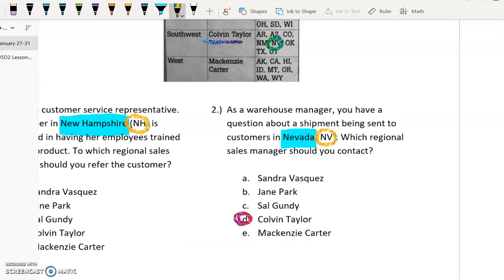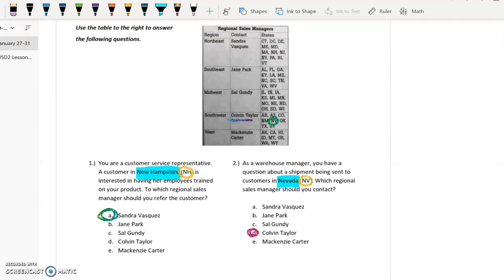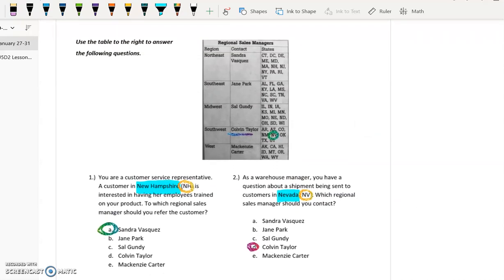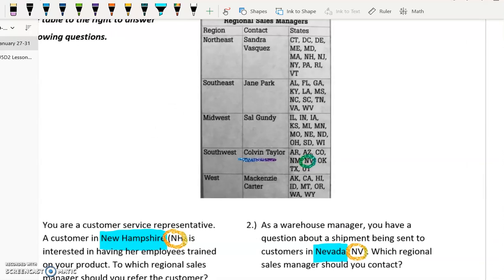So reflecting upon these problems, that took us a couple of seconds to look at the chart and assess it. But something that might have helped you is some background knowledge of where these states are actually located. If you knew where Nevada was, you might be able to quickly rule out the Northeast and the Southeast, because you know Nevada's on the western side of the country. That narrows this down to the Midwest, Southwest, and West, so that could help you narrow your search window.